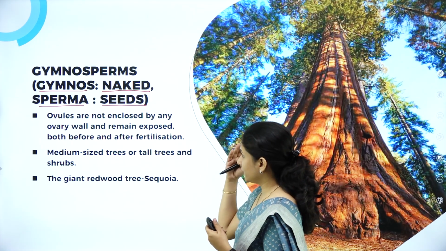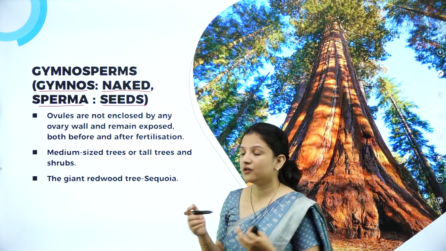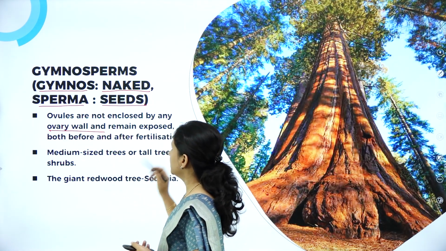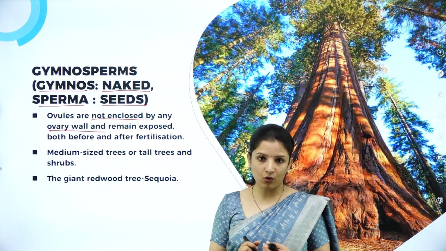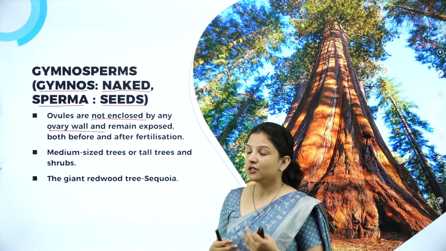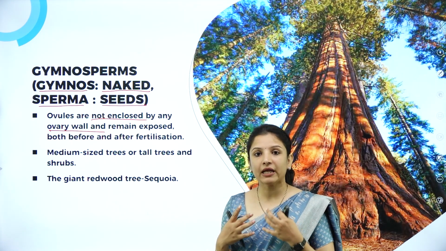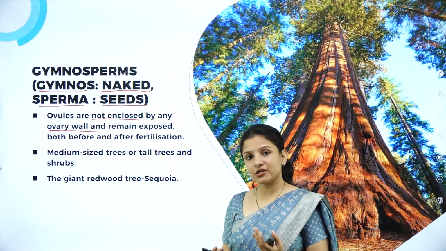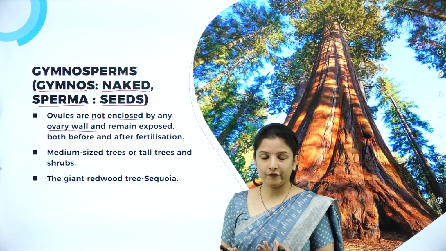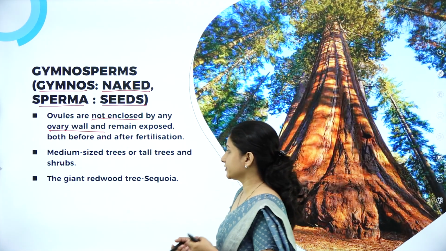But in the case of gymnosperms, the ovules are free. They are not covered by an ovary wall, or we can say they are not enclosed by any ovary wall. Therefore, they remain exposed. That is why they are called naked seeds, because they don't have any covering around them. Both before fertilization and after fertilization, they are not covered by any ovary wall.